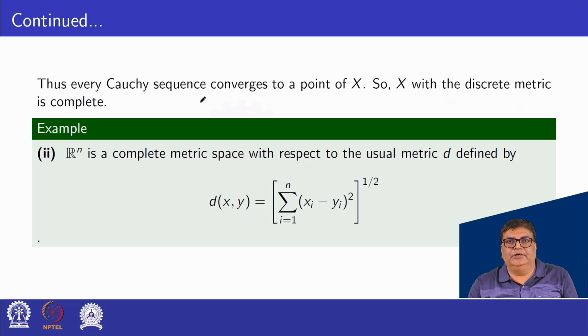Thus, every Cauchy sequence converges to a point of X. So, X with the discrete metric is complete.